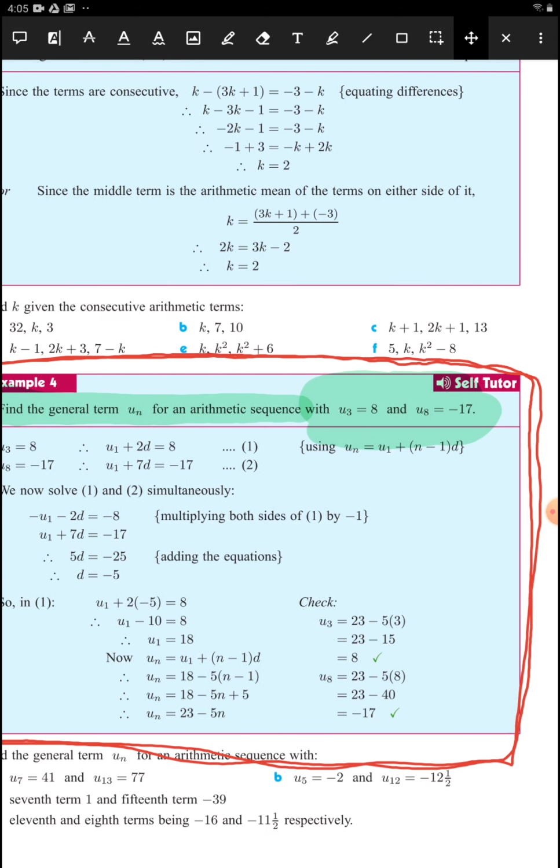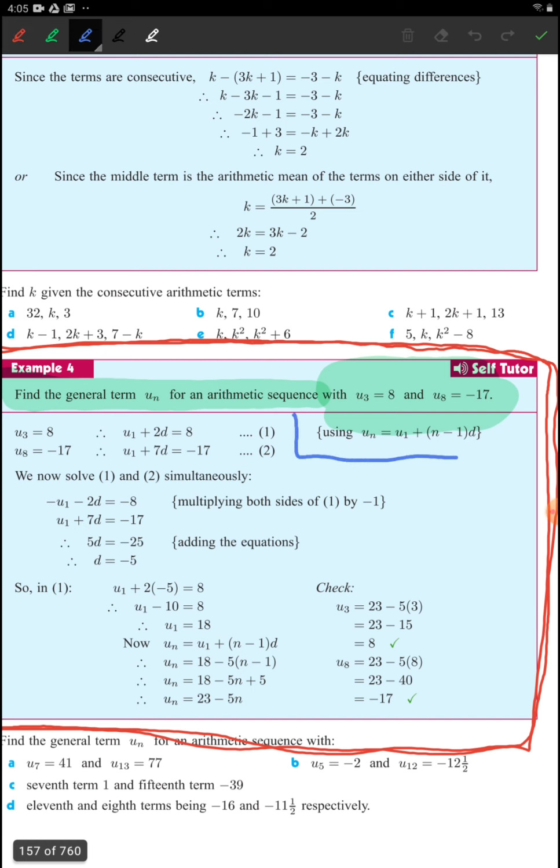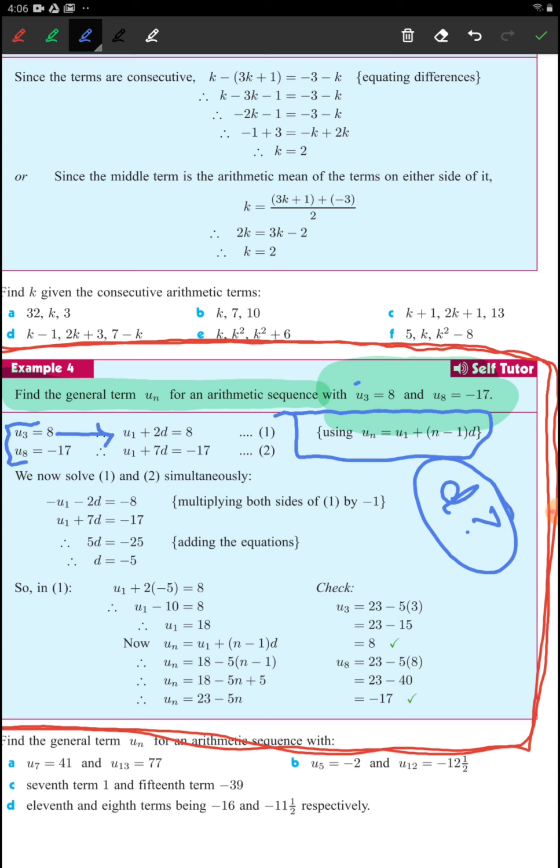So look, they utilized this formula. The same formula. So now we're going to solve for, since we don't know our difference yet, we're going to solve for the difference first. And the way to do that is to utilize the information that they gave us. Right? So be very, very careful. So they said, okay, so the third term is 8, and the 8th term is negative 17. So they rewrote it like this.